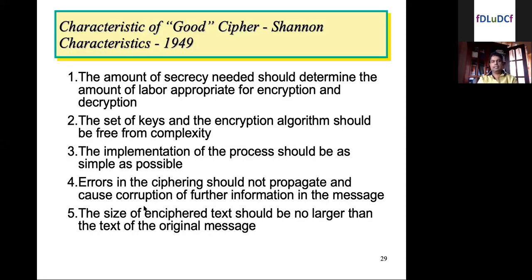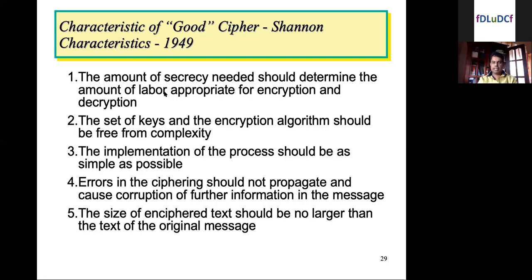In addition to that, in the 1940s, a person called Shannon listed five properties, or five characteristics, that a good cipher or encryption algorithm should have. In his theory, in the first line, he said the amount of secrecy needed should determine the amount of labor appropriate for encryption and decryption. Shannon refers to labor because in 1949 we didn't have computers. We used humans to do the encryption and decryption. So if someone wants to break that algorithm, they need more humans to work on it. That's why he refers to labor.